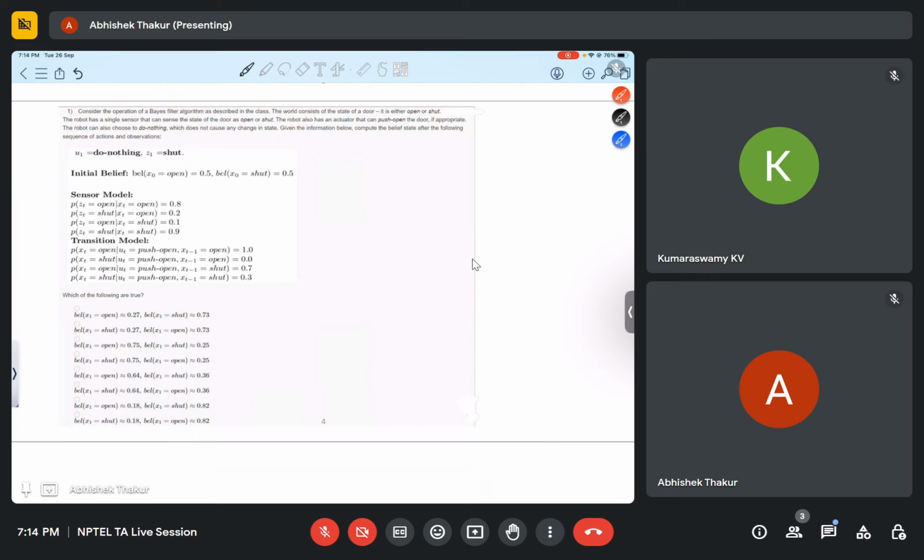The robot has an actuator that can push open the door. If the pushing force is appropriate, then the door will open. The robot can also choose to do nothing.